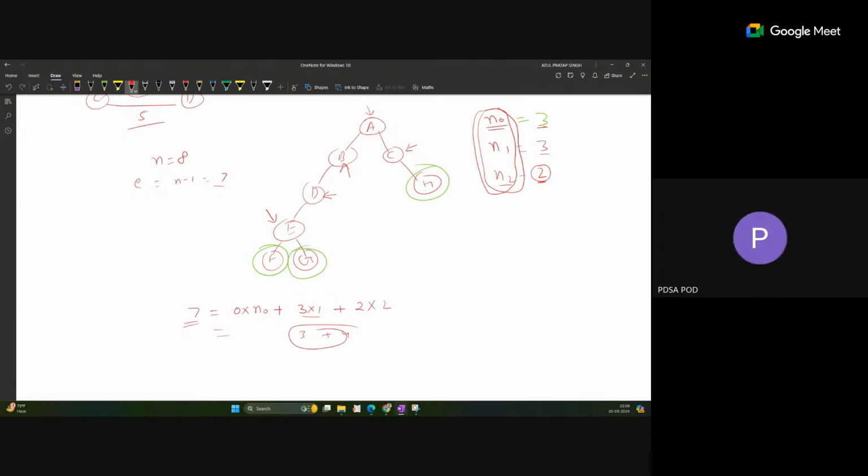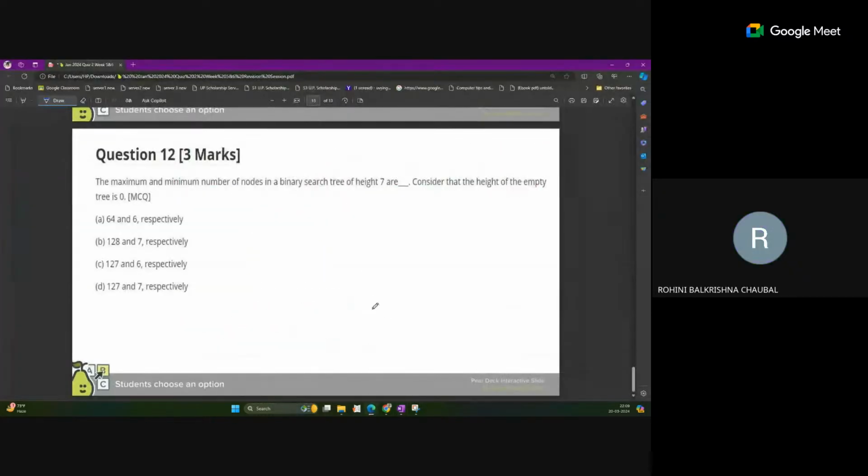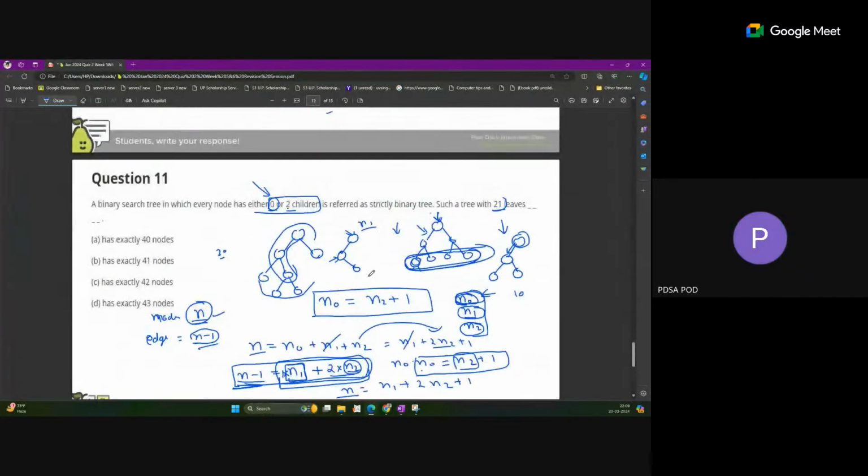But sir, how do we equate this 21 leaves with the number of nodes? That question? Yes. So this 21, actually, is the N0 value. This value is given as N0. Leaves means N0.